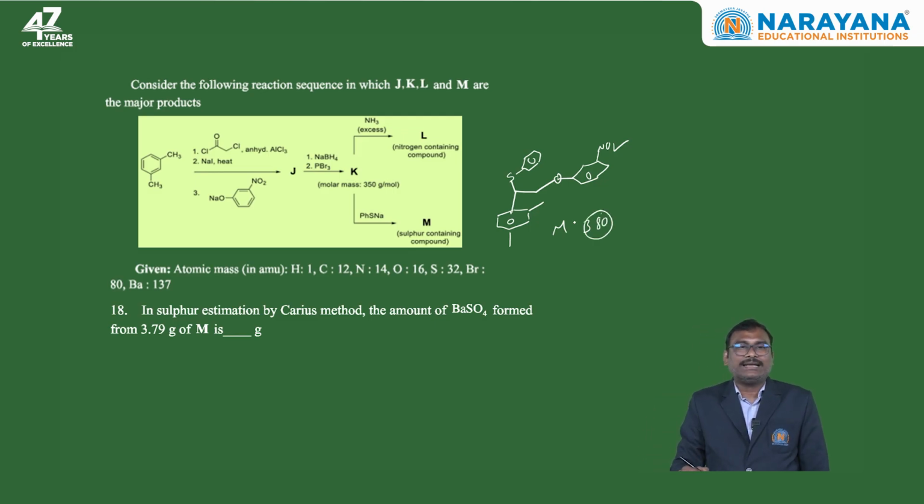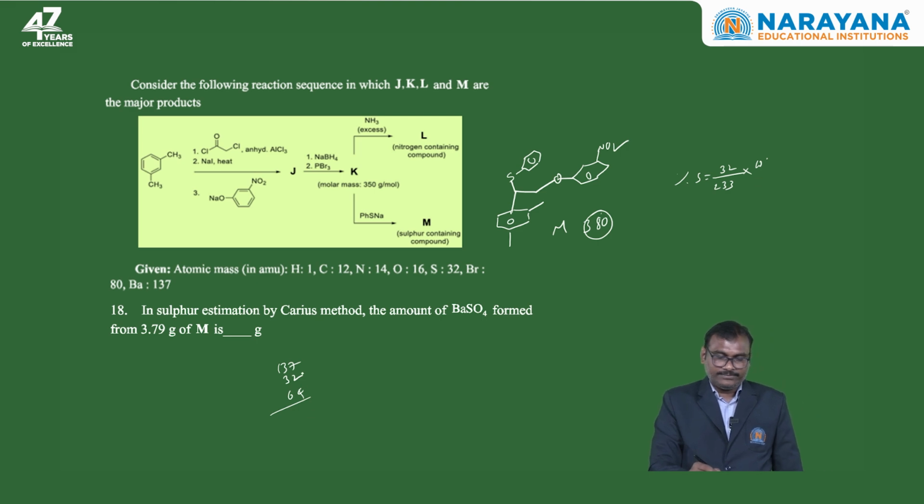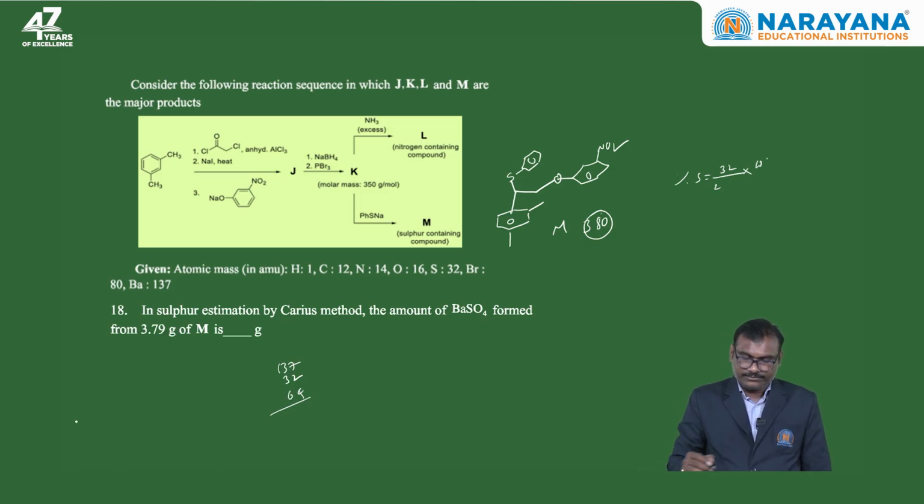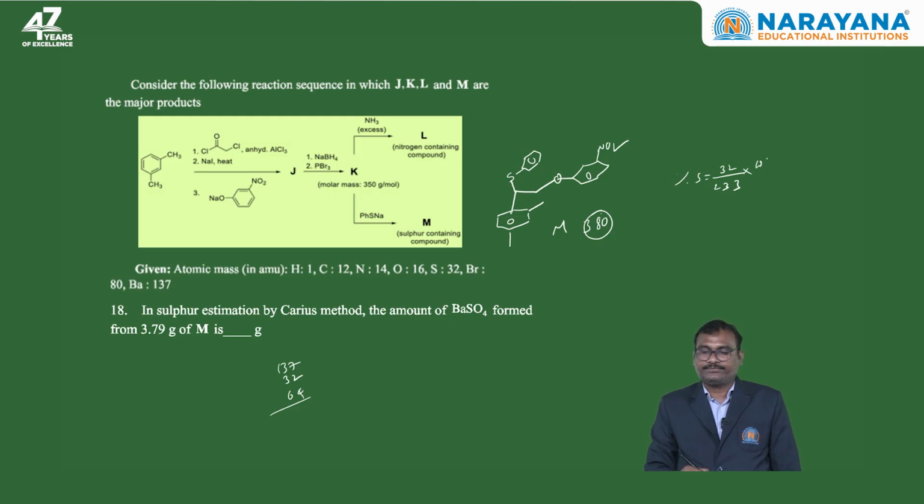He is going to ask the percentage of sulfur by the Carius method. Percentage of sulfur is equal to 32 by 233 into weight of barium sulfate, because barium is given as 137, sulfur 32, oxygen 64. Yes or no? Sorry, 233, the molecular weight of barium sulfate, into the weight of barium sulfate obtained from the mixture by the weight of organic compound into 100.